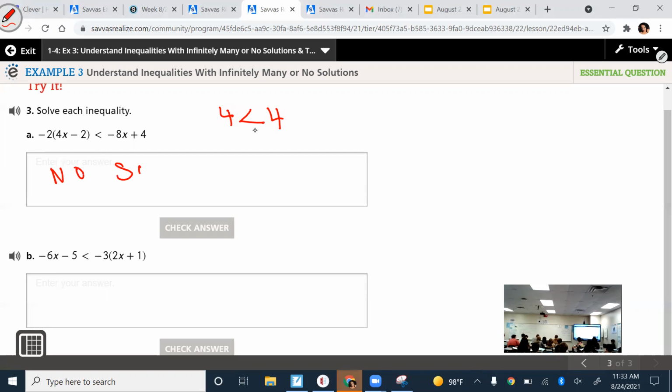No solution. Now, and this isn't in your answer, but let's say it was 4 less than or equal to 4. Is this true? Yes. All right, but that's not what your thing said, so just ignore that. But if it was the equal to part, you would say infinite. All right, what about part B?